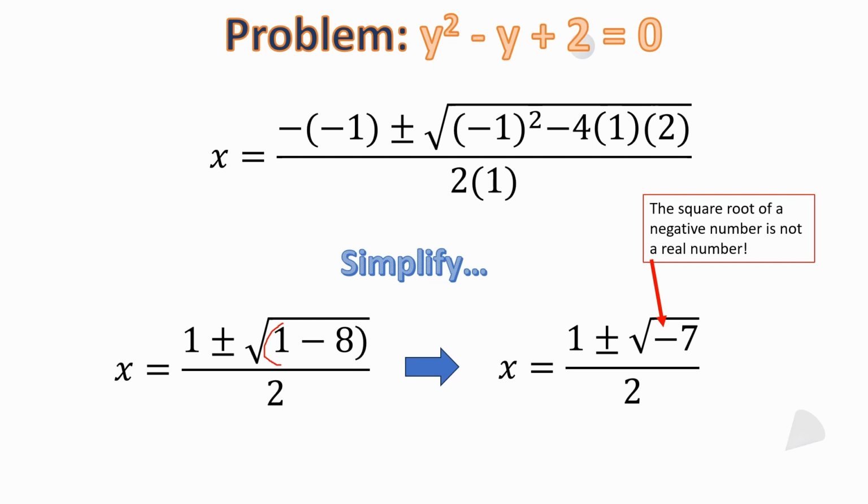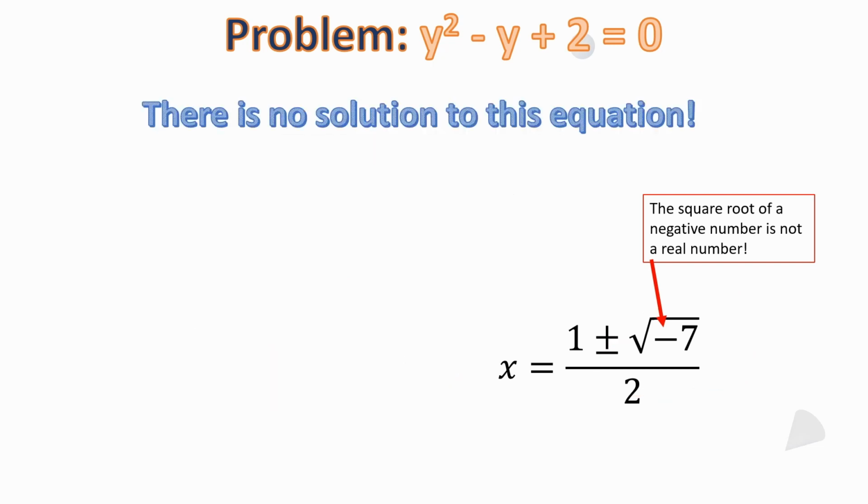Well, what happens? If you know about square roots, 1 minus 8 is minus 7, right? Uh-oh, that's not good. Look at that, minus 7. The square root of a negative number is not a real number. So you're not going to end up with a real number answer to this. So what does that mean? Well, that means there's no solution for this equation. There is none.